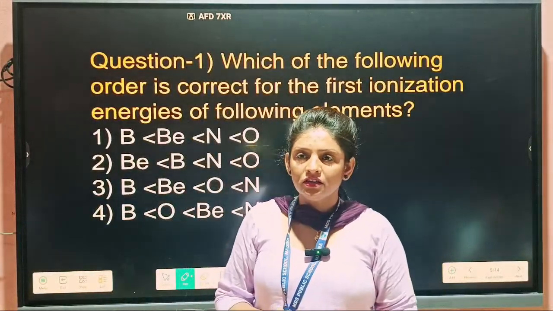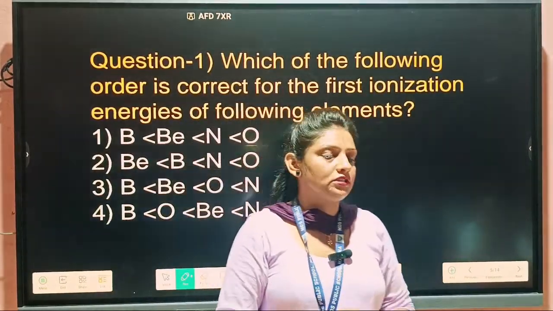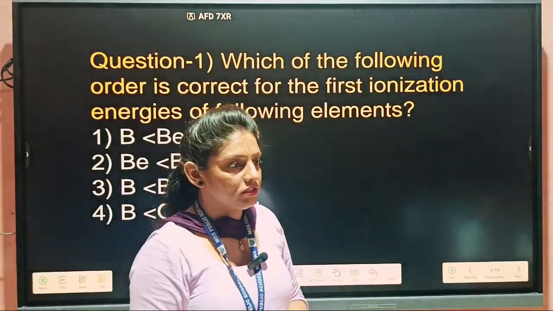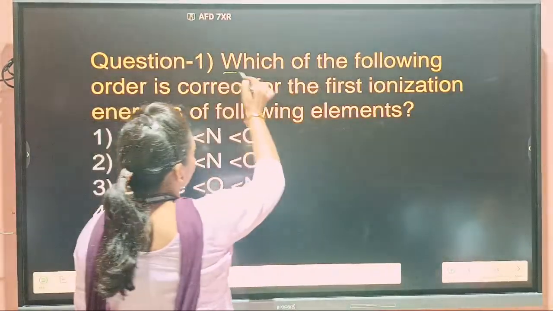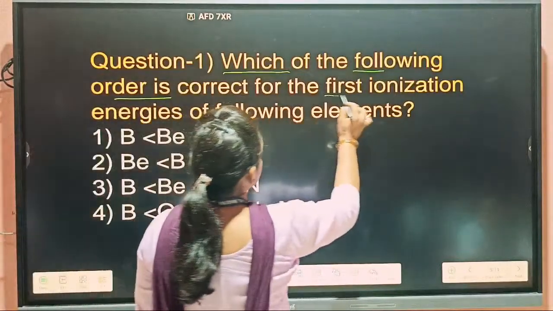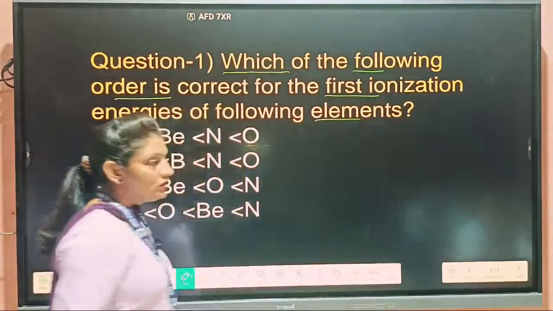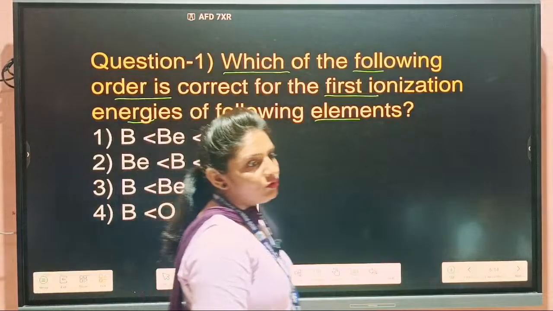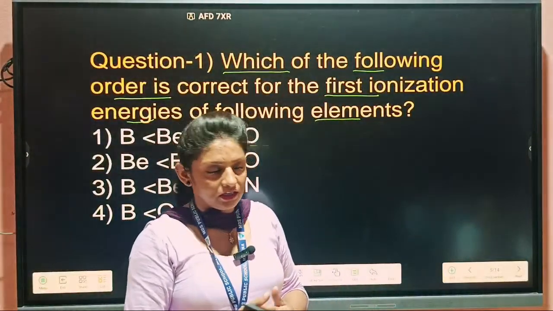I am also fine. Students, in the previous class, we discussed the topic of ionization enthalpy, and today we will do some questions related to ionization enthalpy. Our first question is: which of the following orders is correct for the first ionization energies of the following elements? Some elements are given to us, and we have to arrange them in order of first ionization energy.